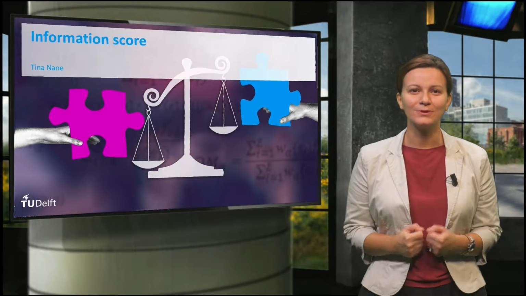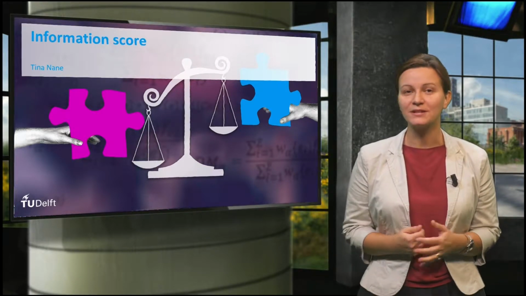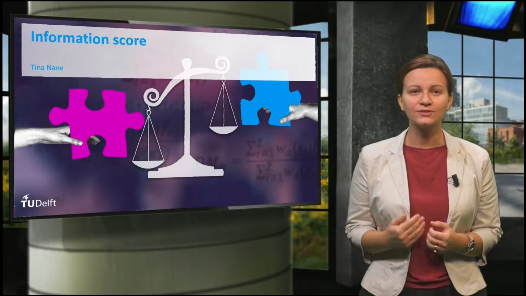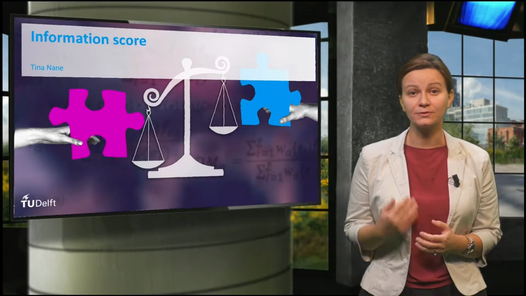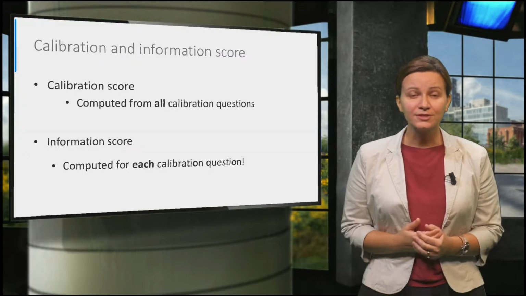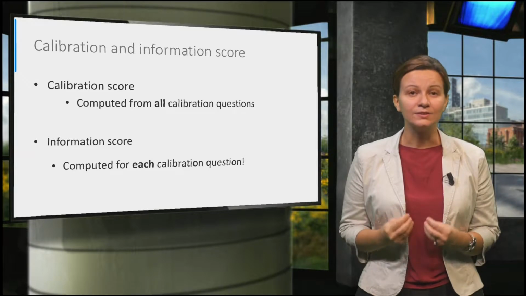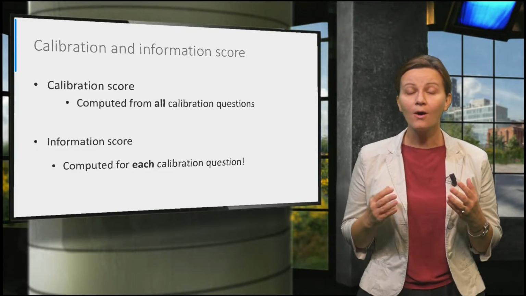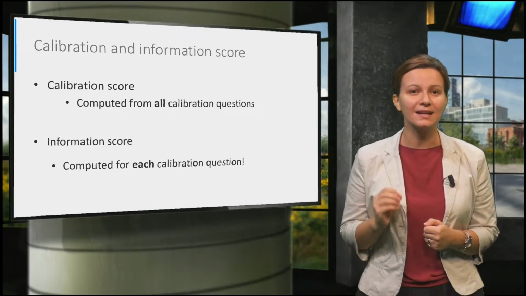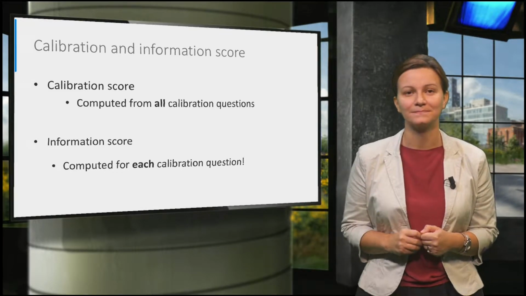During this video, you will learn how to compute the information score. Together with the calibration score, the information score objectively measures the performance of experts' assessments. Unlike the calibration score, which is computed by taking into account expert assessments on all calibration questions, the information score is computed for each calibration question separately.